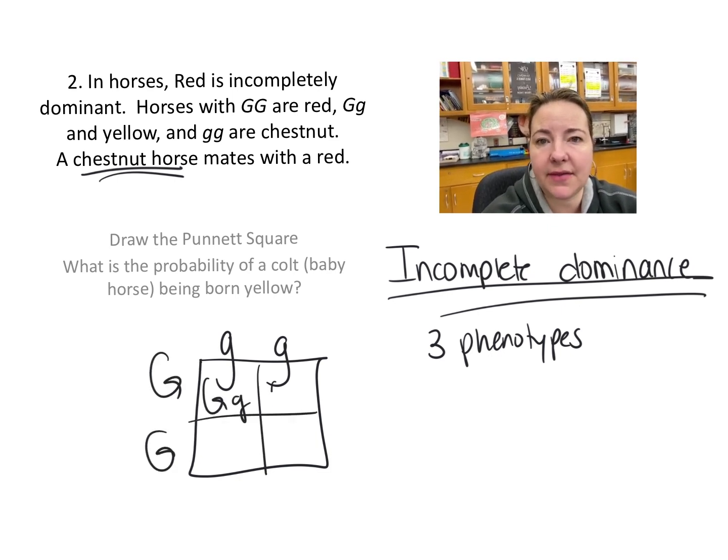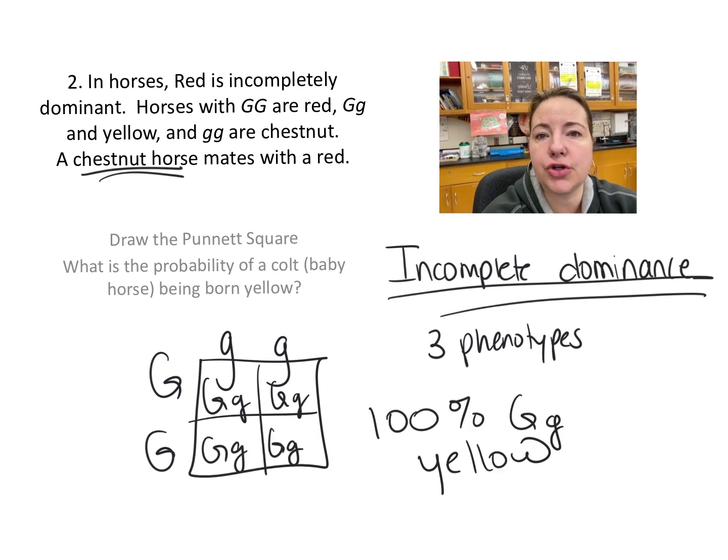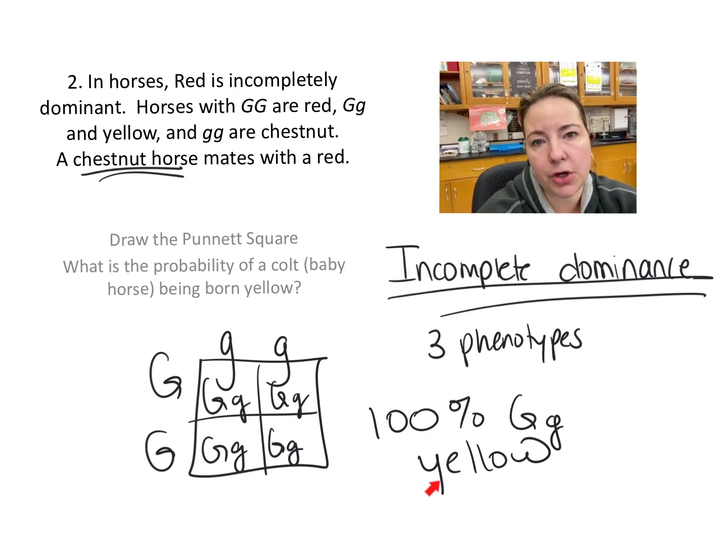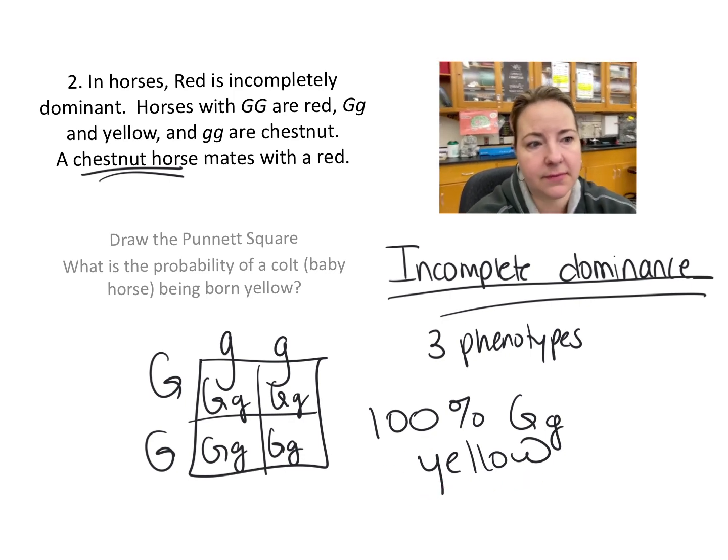When we put that together in a Punnett square, we can see that 100% of the offspring will be heterozygous, and the heterozygous trait is yellow. So the probability of a colt being born yellow would be 100% for this cross.